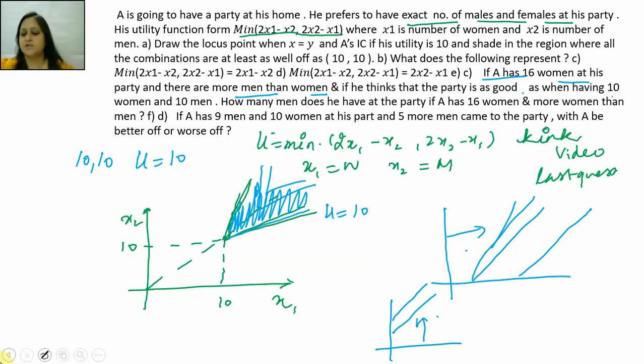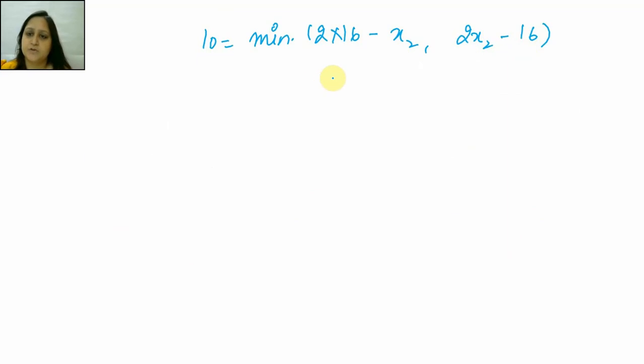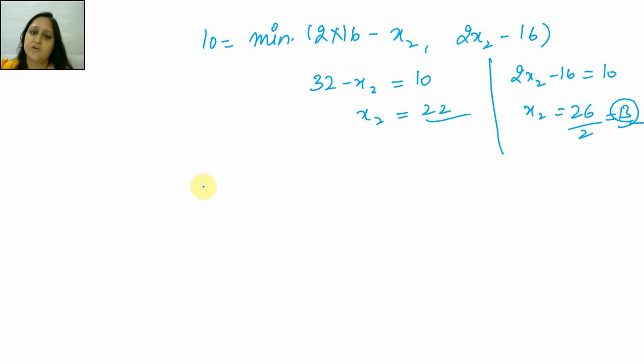Now we are saying that in this function, 10 is equal to the minimum of 2 into 16 minus x2, we don't know what x2 is, and 2x2 minus 16. It's a minimum of this, which means 32 minus x2 is equal to 10, in which case x2 should be 22, or 2x2 minus 16 is equal to 10, which means x2 is 10 plus 16, 26, upon 2, which is 13. So it can be either this or this. Let's see which one fits.